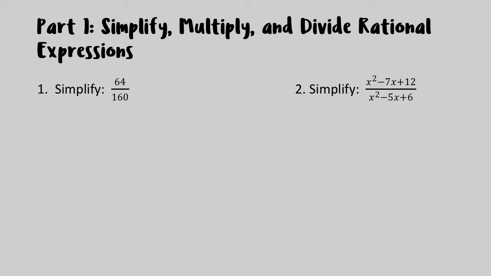So let's just try simplifying without any variables and say we have 64 over 160. What we want to do when we simplify a fraction is try to break it down into factors. I'm trying to think of the biggest factor that goes into 64 and 160, and that's 32. So I'm going to break down 64 to be 32 times 2, and 160 is 32 times 5.